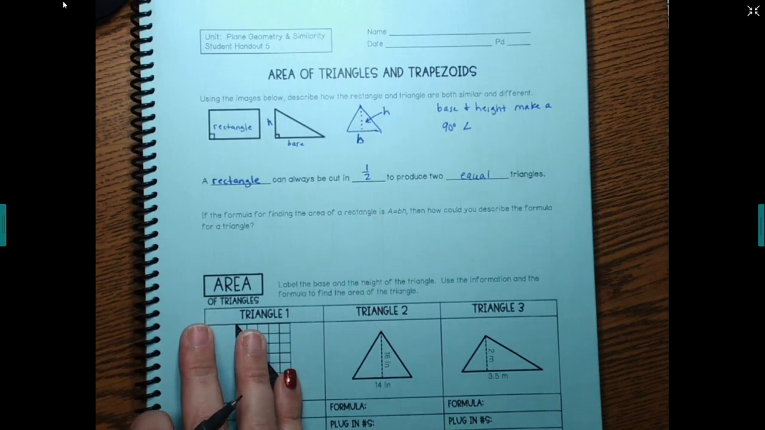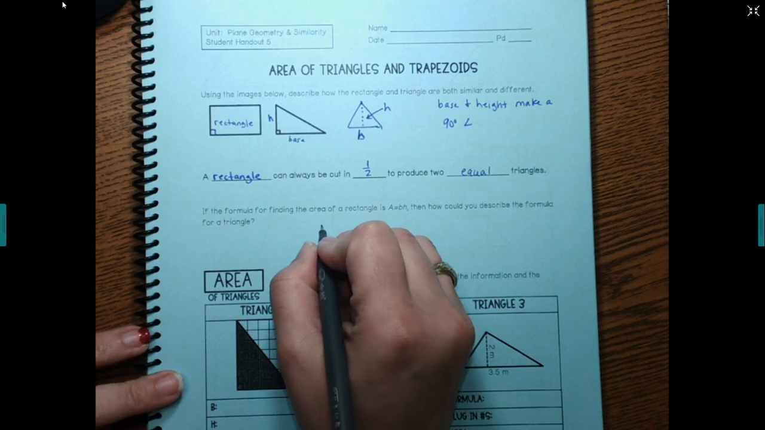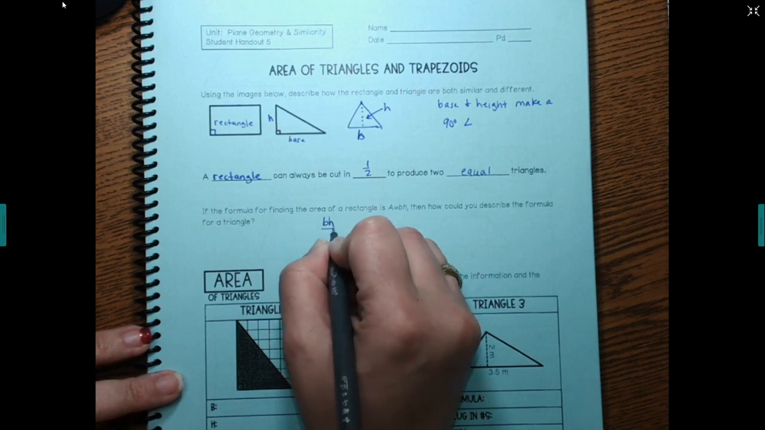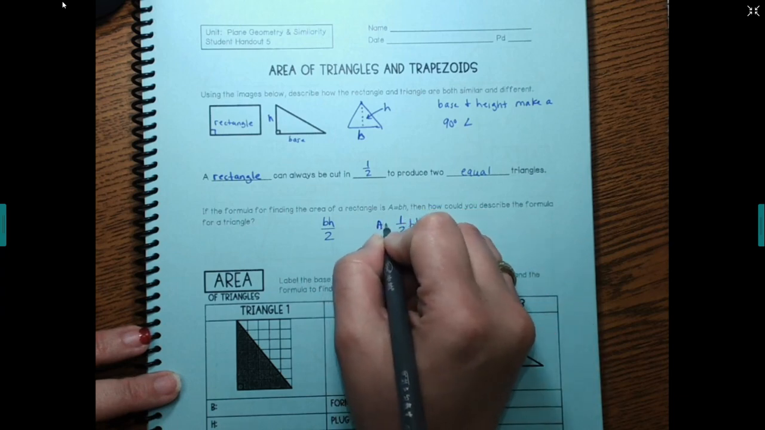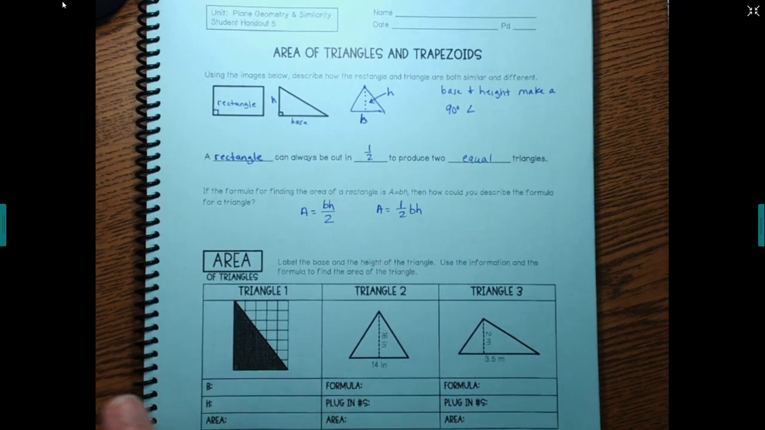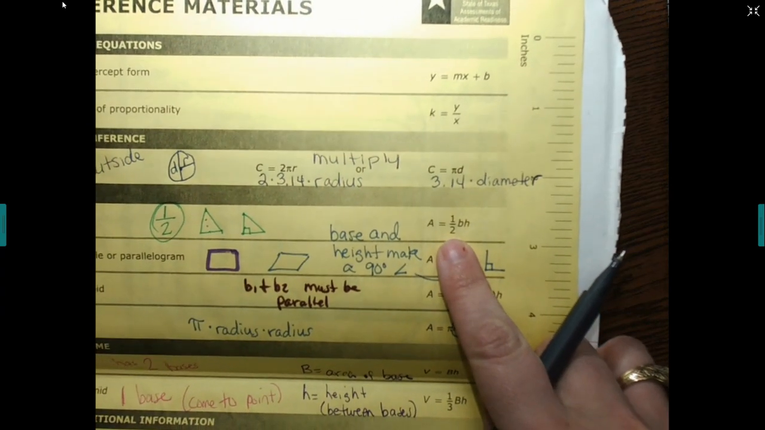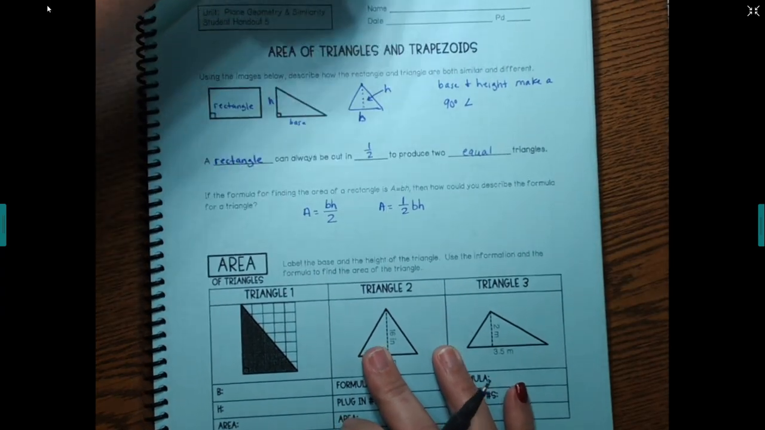So if this is the formula for finding a rectangle, how would you describe the formula for a triangle? It's easy, it's half, okay? Maybe you've seen it as BH over 2, or maybe you've seen it as 1/2 BH. They are the same thing, okay? Remember, dividing by 2 is the same as taking 1/2, okay? On your formula chart, which if we are taking the STAAR test you would have, you don't have to have this memorized. On the formula chart, it uses 1/2 BH. Okay. All right. So let's look at these triangles real quick.